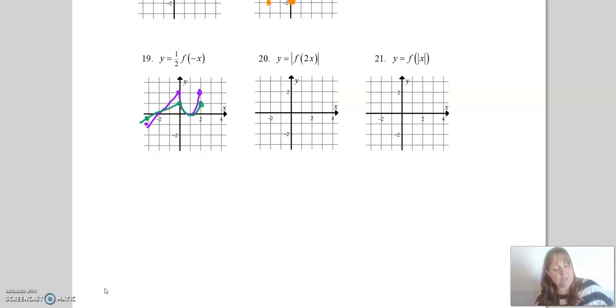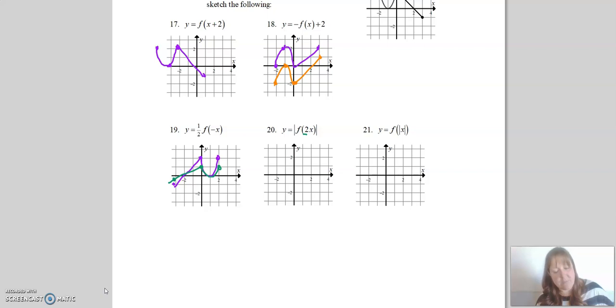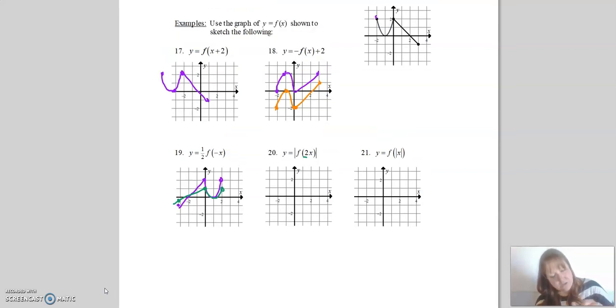Okay. Now this one, we do everything inside the function first. We've got this 2 inside the function, which means we divide all of our x values by 2. So I'll actually do this right this time. This one is -2, so it becomes -1. This one was 0, so it stays where it is. This one is 3, so it becomes 1.5, excuse me. And then this one becomes 1/2. Okay, so that's what I did first: I divided all my x values by 2.